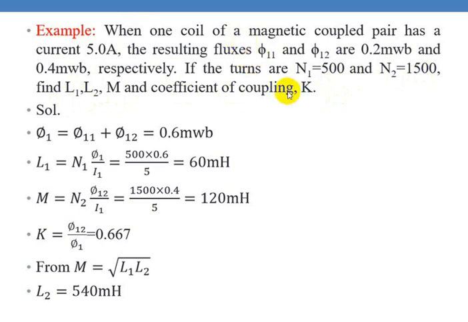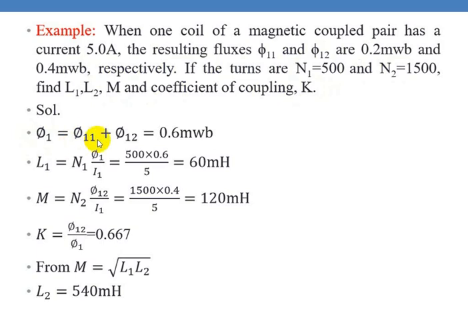There are two coupled coils. In one coil, a current of 5 ampere is flowing. Because of this current, the fluxes Φ11 and Φ12 are produced. Φ11 is the flux linking only with that coil. Φ12 is the flux linking only with the neighboring coil, coil 2. They are given. The turns of coil 1 and coil 2 are given, and you are asked to find these. Solution: first, find the total flux in the first coil.